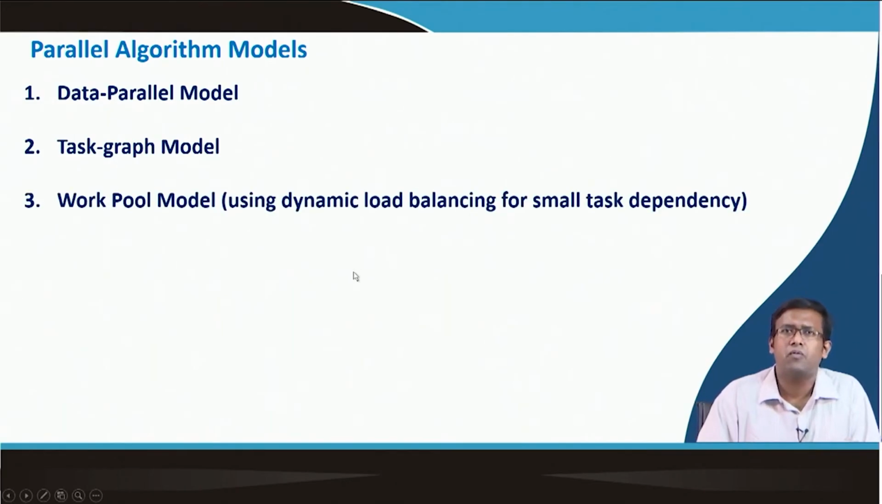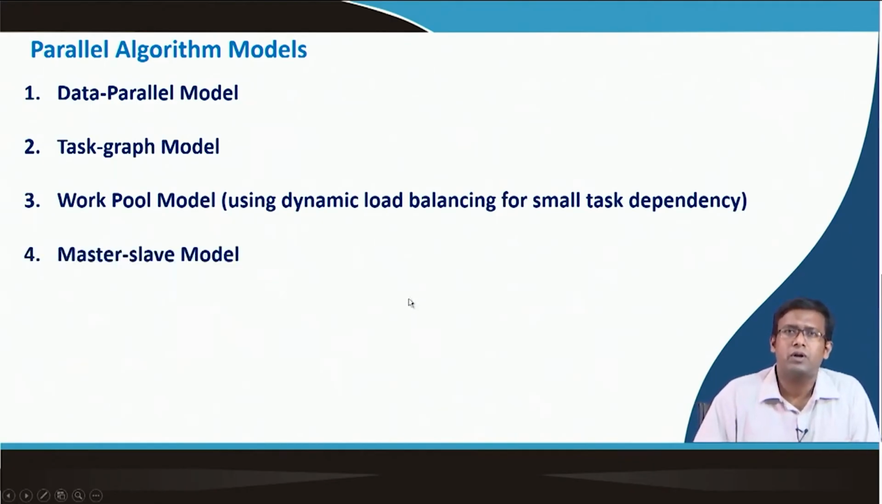The next one is the work pool model. In case you have only a small amount of task dependency across different tasks, you get the total amount of work, group different tasks together, and use dynamic load balancing so that part of the tasks is done by one processor and part by another. You make pools of tasks and assign them to different processors, and this can be done using dynamic load balancing when task dependency is small or almost nonexistent.